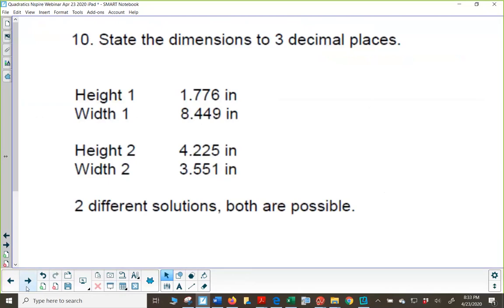All right, so here are the dimensions that to 3 decimal places are final answers. Two different solutions, both are possible, which really surprised me that we had a problem that had two answers and they both would work. Any other questions on that applied problem? I'm going to say no.